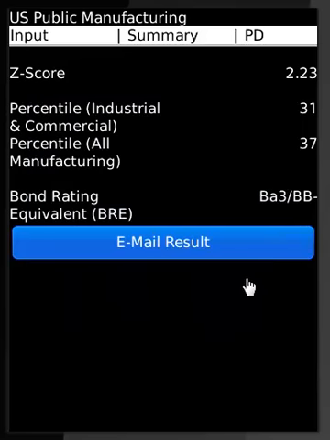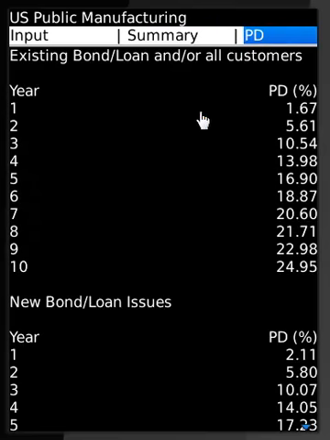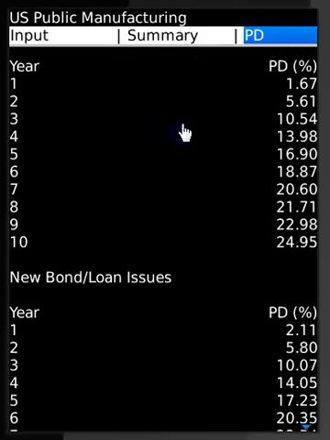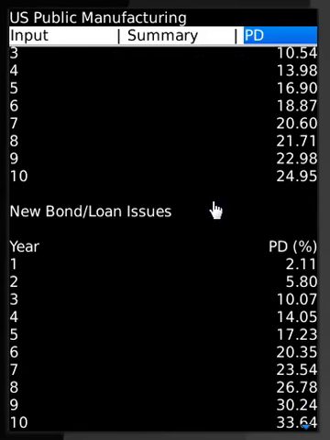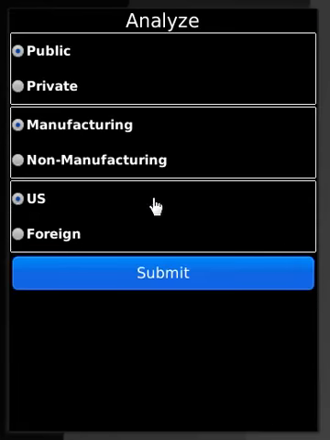Okay, here is the summary and here is the probability of default. We see two sections. The first section is for existing bonds and loans, 1 to 10 years of probability in percentages. The second section is for new bond and loan issues.